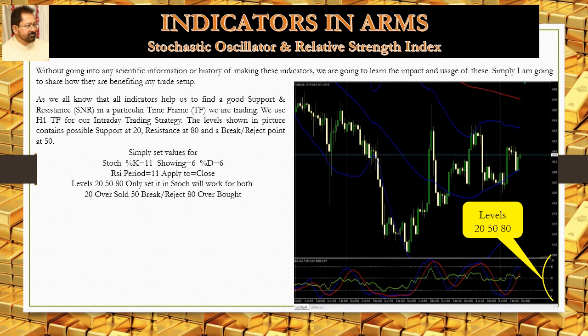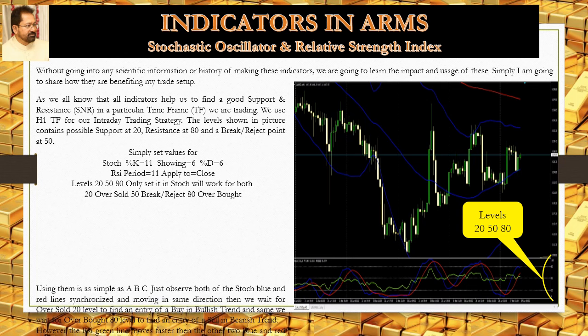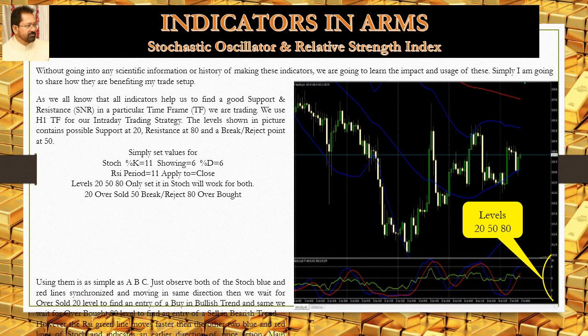Simply set values for Stoch: K% 11 showing 6, D% 6, RSI period 11, apply to close. These credentials you will find when you are setting up these indicators, and these indicators we have already set up in our MT4 advanced setup video.